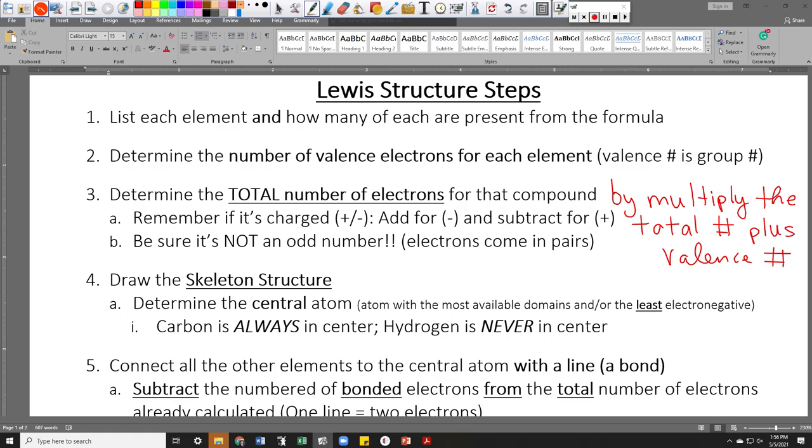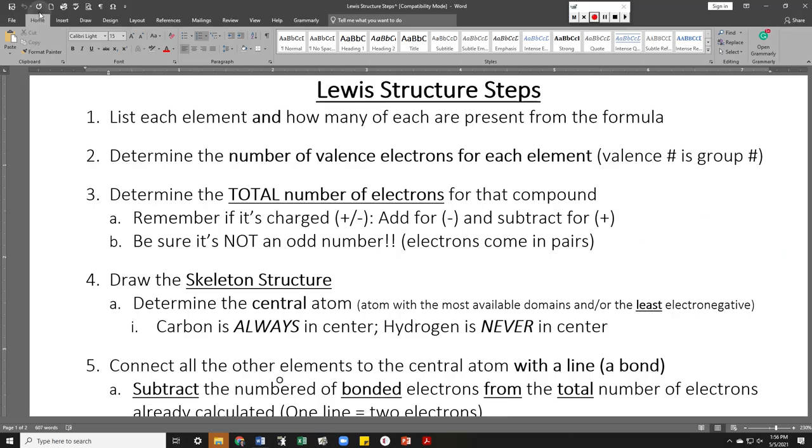So all we're looking at right now is step number 3. So we've determined the number of valence. Now we need to determine the total number of electrons for that compound. Okay? If you're still writing, I promise I'm going to come back and you can keep going. But flip it over for right now.